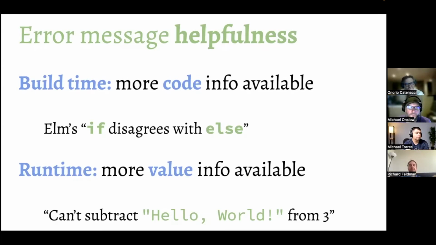But at runtime there is more value information available. In other words, you could write an error message, and I don't know of any languages that do this, that says "can't subtract the actual string hello world from the actual number 3." To be fair, I'm not sure that's that helpful when it comes to type mismatches. The key thing I need to understand is that there's a mismatch between these 2 variables. Do I necessarily care what their runtime values are? I don't think that really helps me. But it's worth noting that is something you could do with runtime type checking that you can't do with build time type checking.